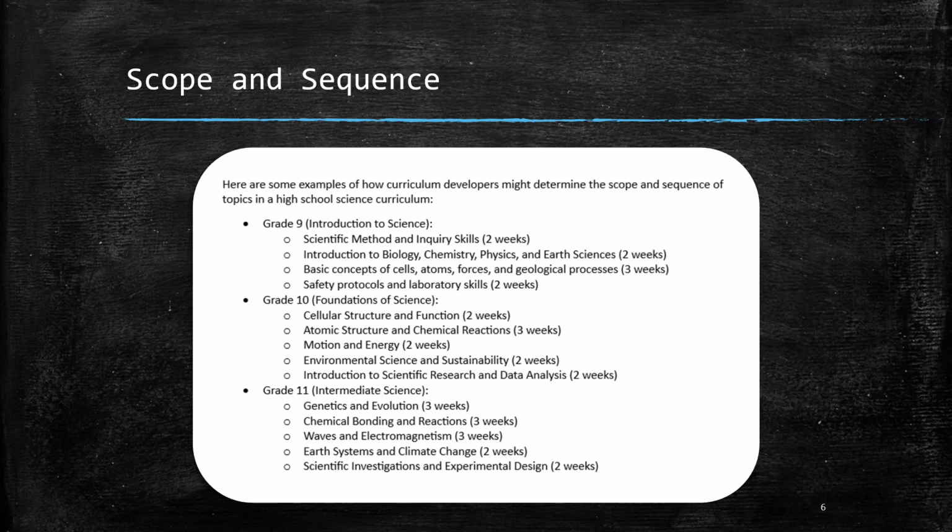In this example, the curriculum developers have designed a progression of topics that gradually increases in complexity and builds upon prior knowledge. Each grade level focuses on specific scientific disciplines, ensuring a broad understanding of the different branches of science. Prerequisites for learning are considered, meaning that foundational concepts are introduced before moving on to more advanced topics. This scope and sequence provide a logical and systematic approach to the development of students' scientific knowledge and skills throughout their high school years.